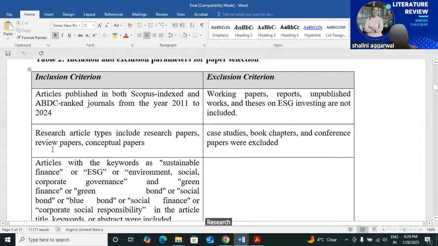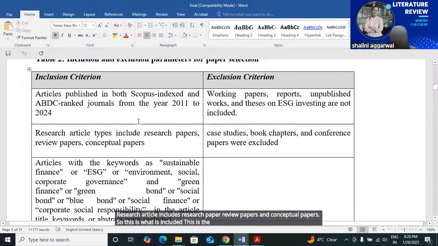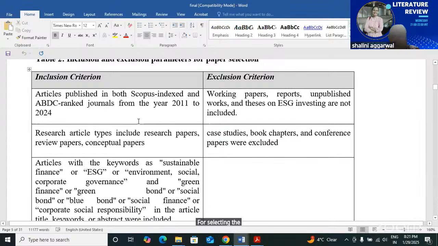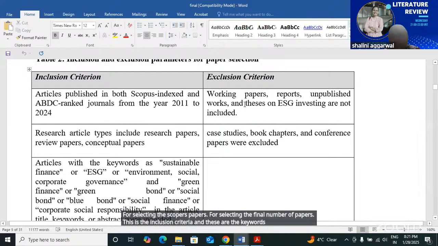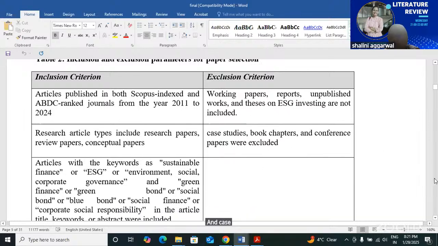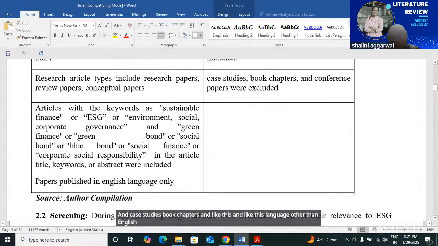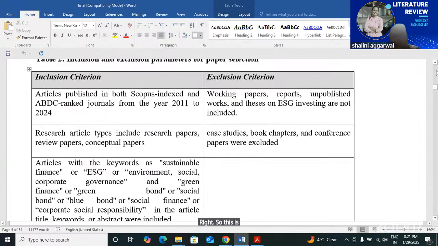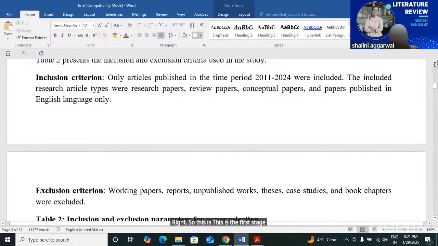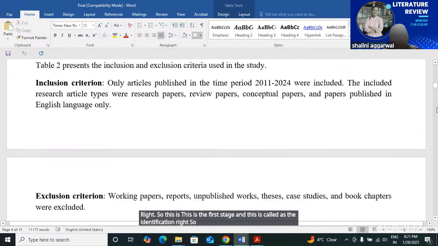Research articles include research papers, review papers, and conceptual papers. So this is what is included. This is the inclusion criteria for selecting the Scopus papers, for selecting the final number of papers. This is the inclusion criteria, and these are the keywords. And what is the exclusion criteria? We have not included in our papers working papers, reports, unpublished work, thesis, case studies, book chapters, and like this. And language other than English, we have not chosen that, right? So this is the first stage, and this is called the identification.